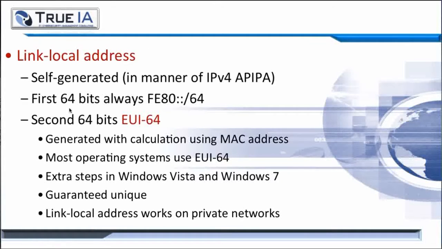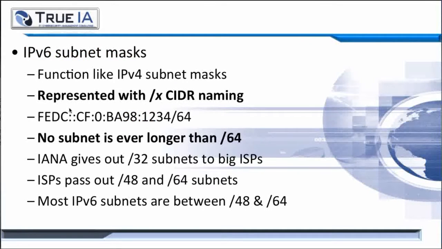Again, just like IPv4 has the APIPA address, usually noted with the 169, IPv6 has a link-local address as well. The first 64 bits, annotated as FE80, then two colons, and then /64, is your link-local address. Another important note is that just like the APIPA address, the link-local address will only work on private networks.